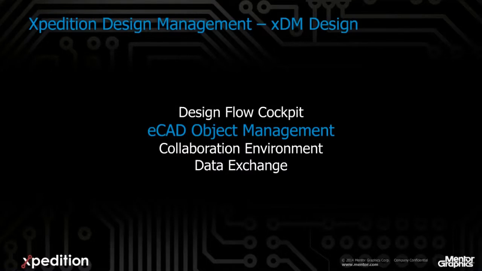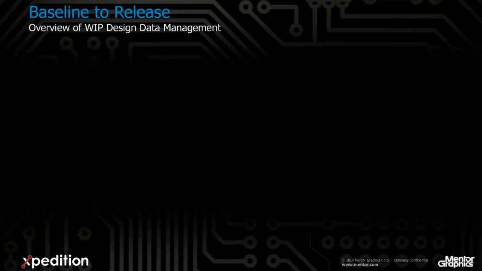Now that we've taken a look at the XDM Design Flow Cockpit, let's see how it manages ECAD objects and flows from a work-in-progress state through a baseline all the way to a PLM release. Within the XDM design environment, we can break down the baseline to release functionality where you'll start off in a work-in-progress state and you may need to manage multiple files at multiple versions.